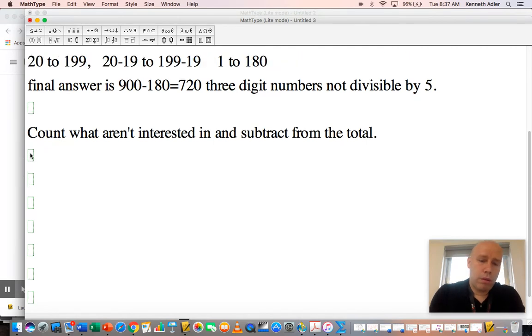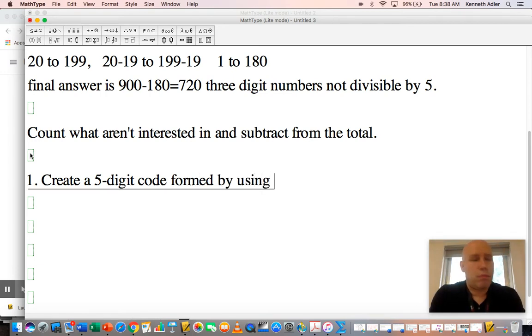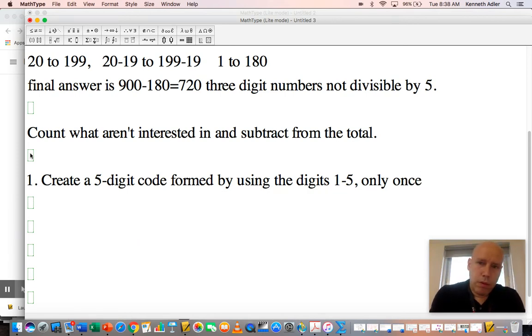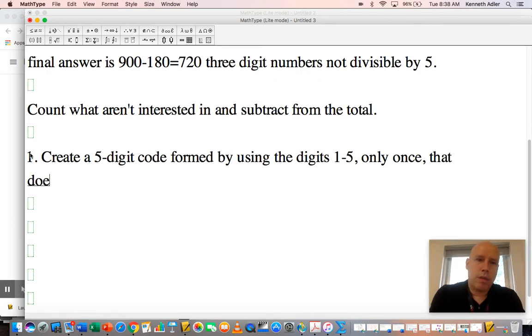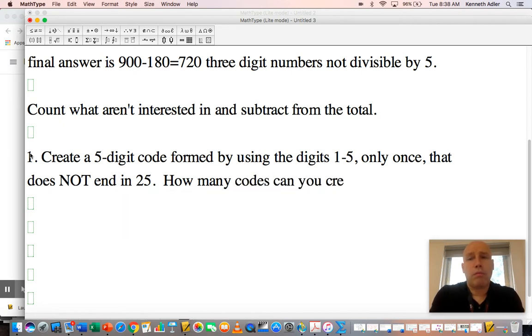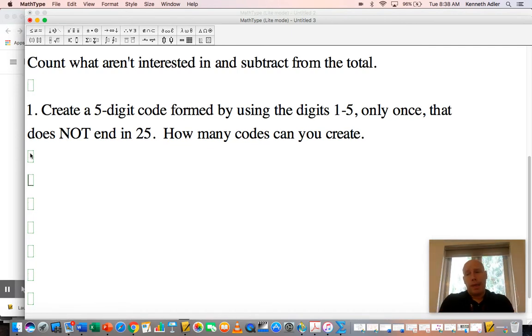Okay, first example. You have to create a 5-digit code formed by using the digits 1 to 5 only once, that does not end in 25. So the question is, how many codes can you create? You say, okay, well, what do you think? Take a minute to think about this.